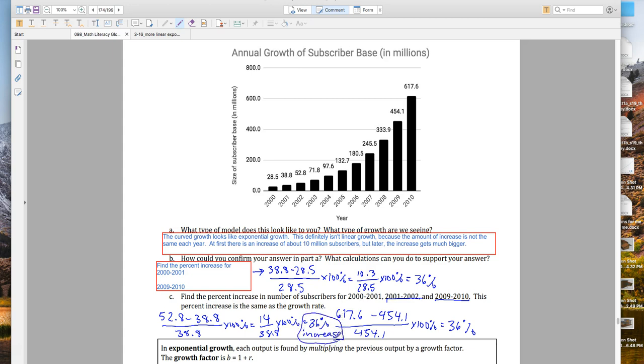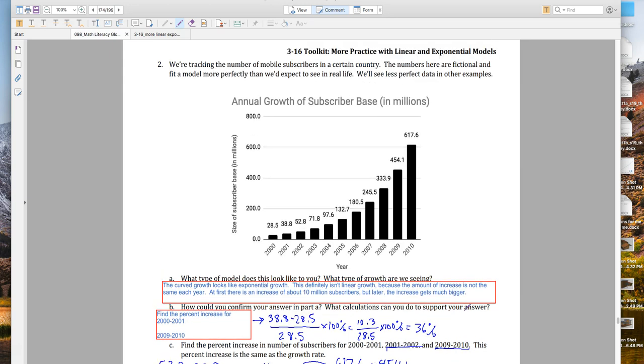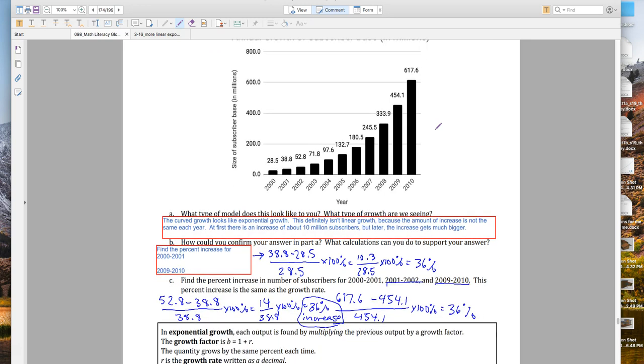Now, it would be pretty unrealistic to actually have a real data set where the percent increase is exactly the same every single year for a long period of time. And I told you up here that the numbers are fictional and they fit a model more perfectly than we would expect to see in real life. So we'll have messier data in the future in other examples, but for now we just made a really clean example to illustrate the point that with exponential growth you're going to see the same percent increase every single time.